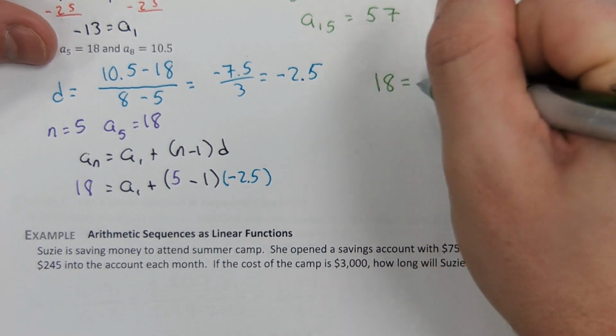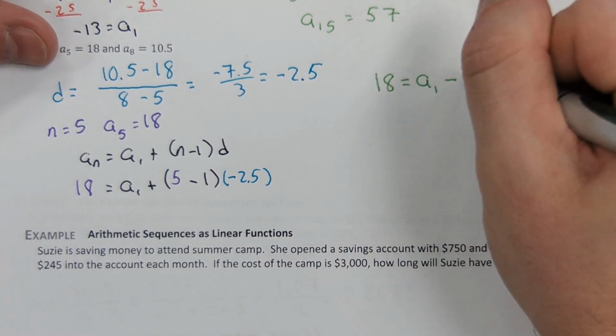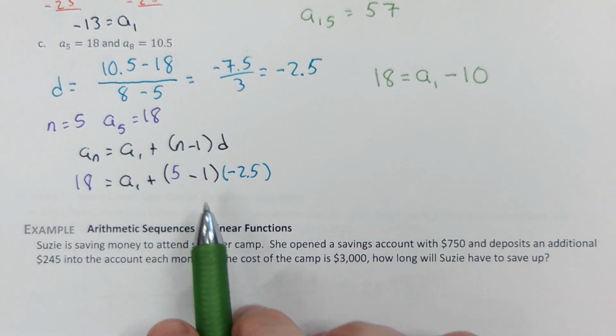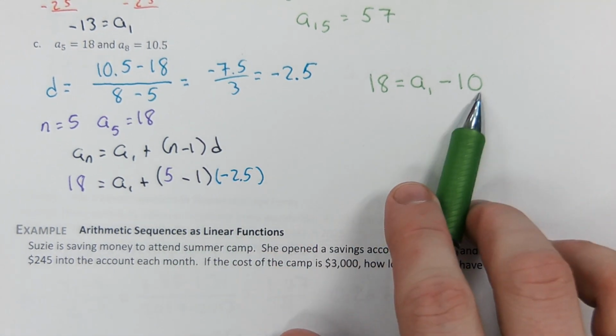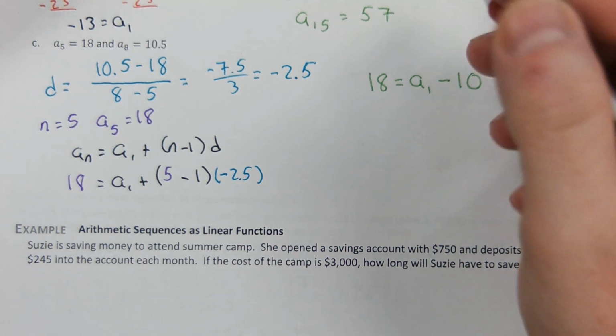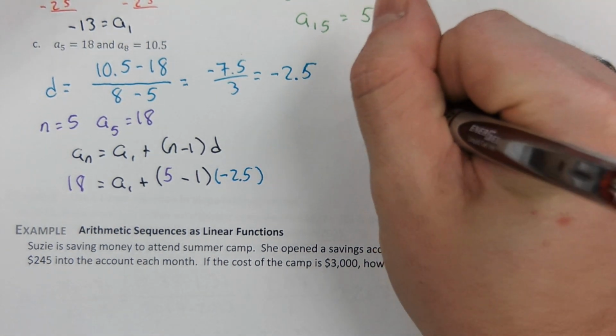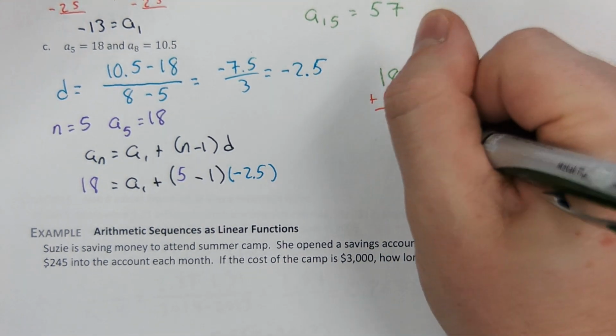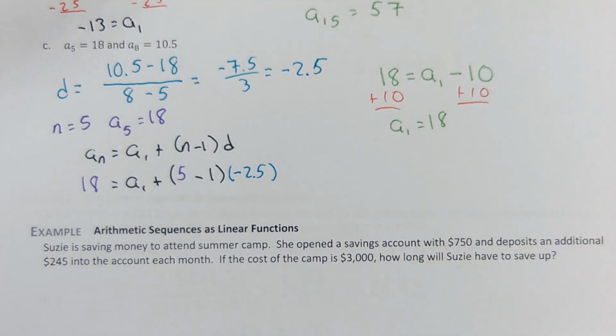Gets us this. If you grab your calculator, 4 times negative 2.5 is negative 10. Then just add 10 to both sides. And we now know that a_1 is 28. We can write the general term now, the nth term. Did I not add? Yeah, it's 28.